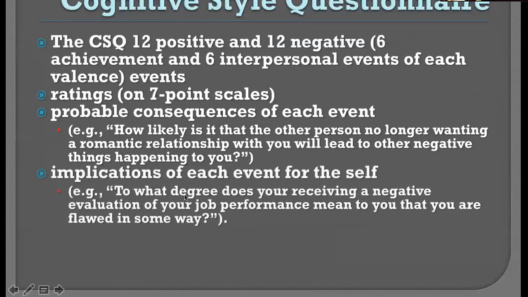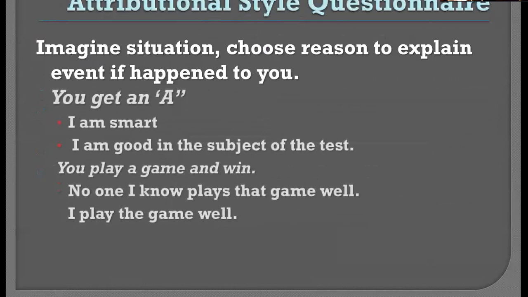So an example item is going to be along the lines of, to what degree does your receiving a negative evaluation of your job performance mean to you that you're flawed in some way? Okay, so those are some examples of how we measure this stuff. Attributional styles: same model, just a different type of questionnaire. I think this one's a little bit more straightforward. I like the items a little bit more, but that's just a personal preference. So you imagine the situation and then you choose a reason to explain the event if it happened to you.